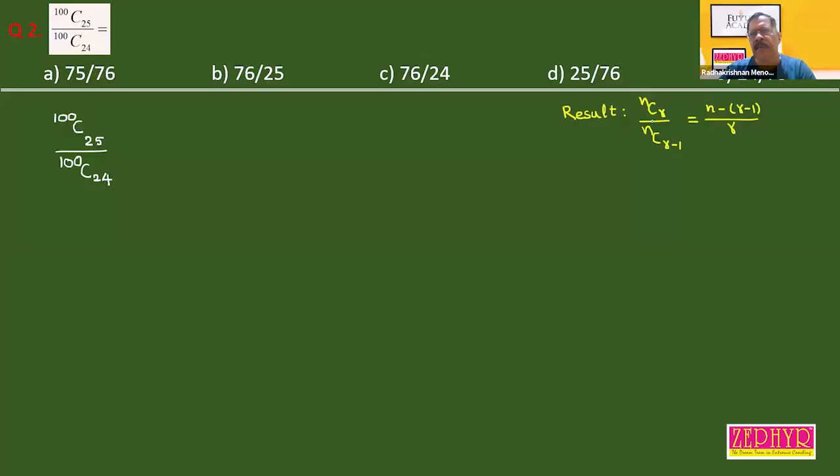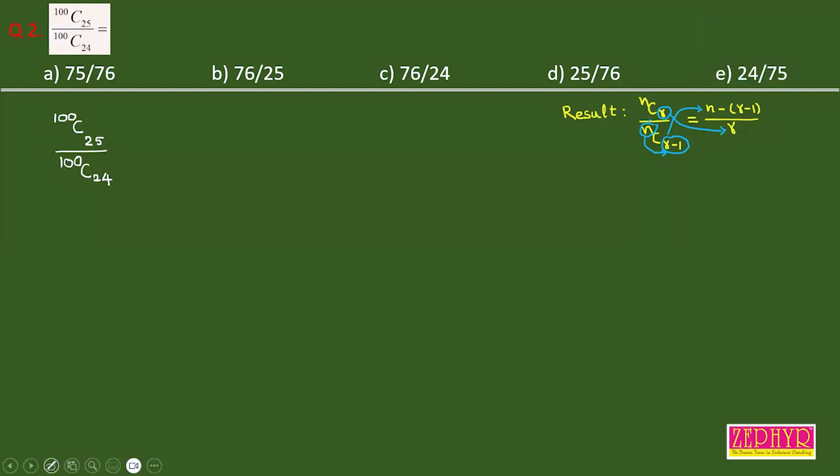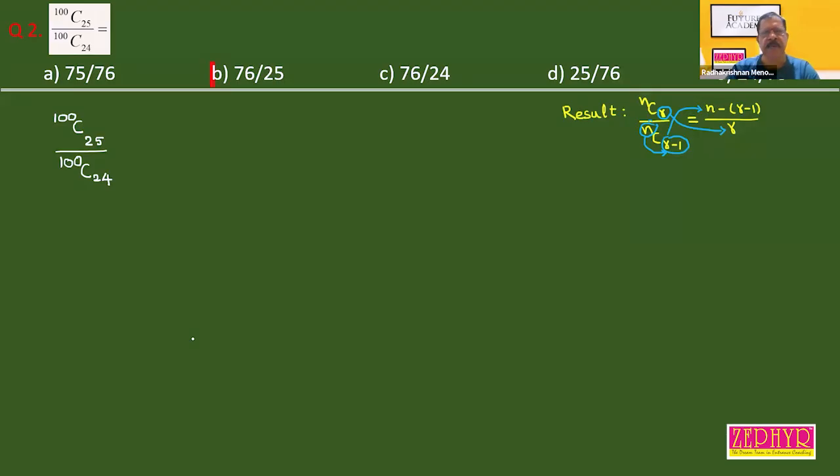Look. n minus r plus 1, that is coming here. And this r, that is coming to the denominator. When you simplify this, you will be getting in this form. Sir, answer is option B. Let me see. Yeah, correct. So if you use this formula, immediately you will be able to get the answer.